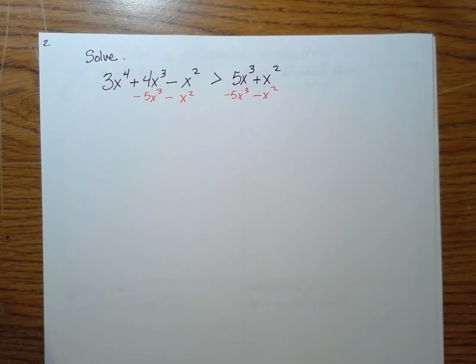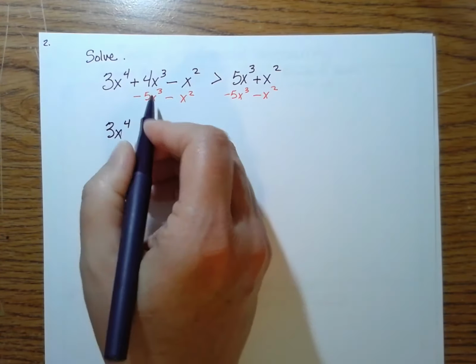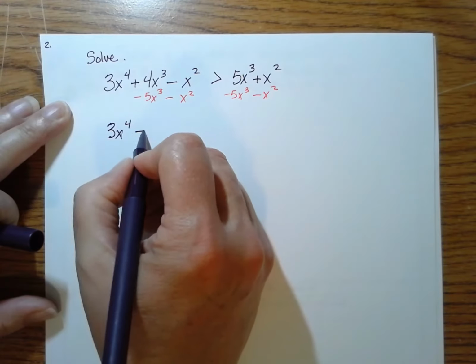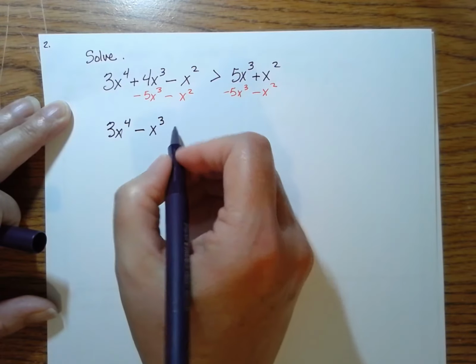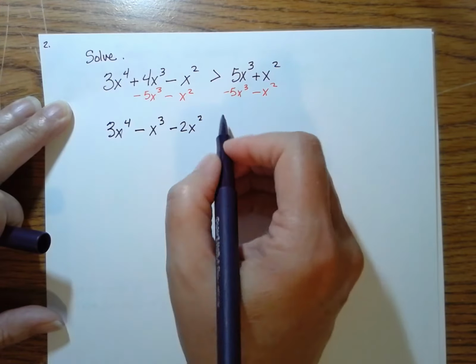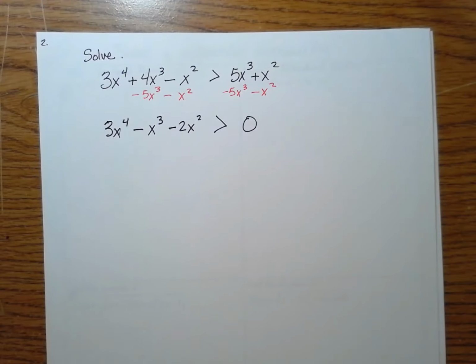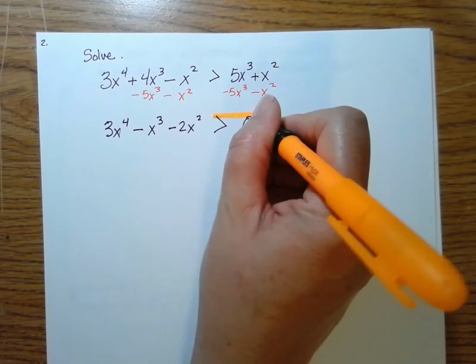All right, so now when we take a look at what we've got, 3x to the 4th, this is going to be negative x cubed, and this will be a negative 2x to the 2nd power. But all of this zeroes out, so my other side on the right here is 0, exactly what I wanted.